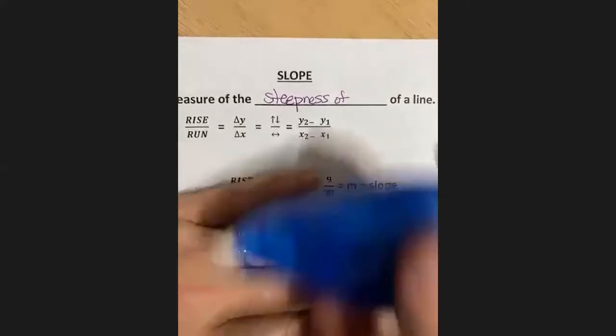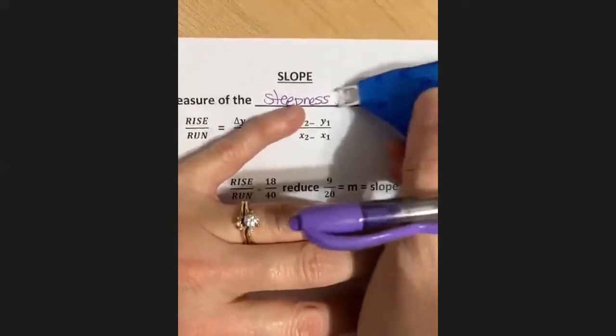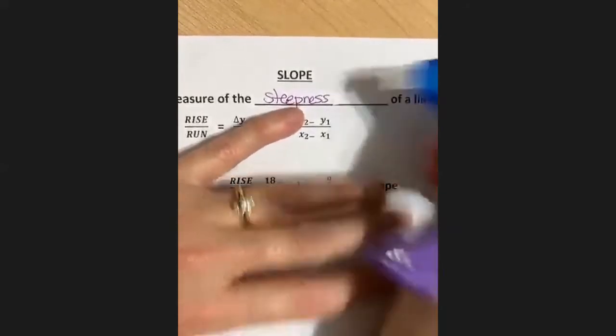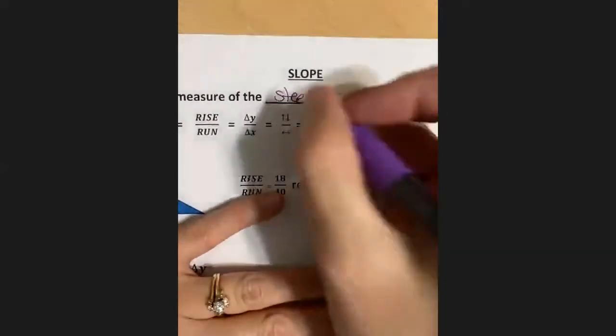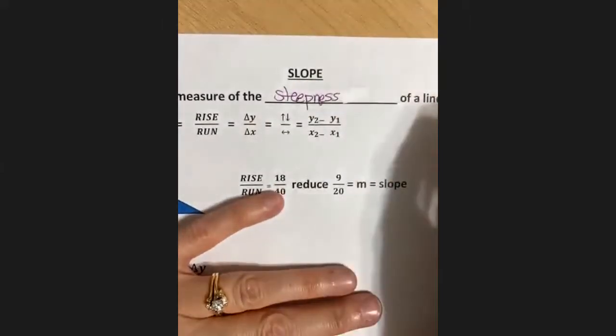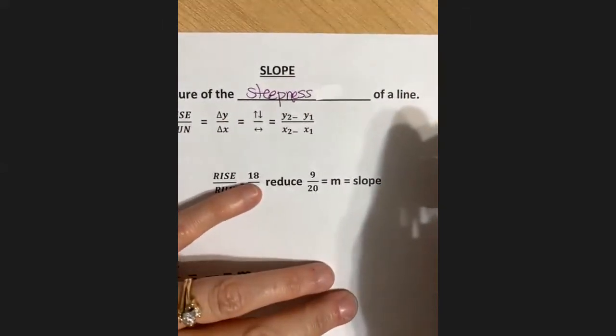I'm looking for my whiteout. Sorry about that. Didn't read ahead. So slope is the measure of the steepness. How steep is that line? Is it a shallow line or is it a really steep one?